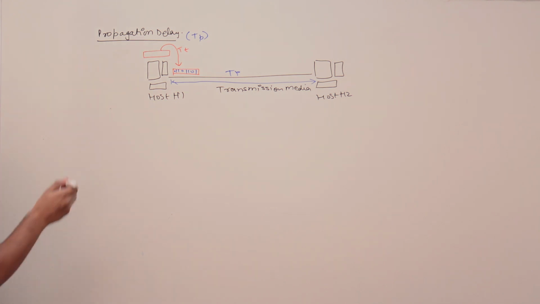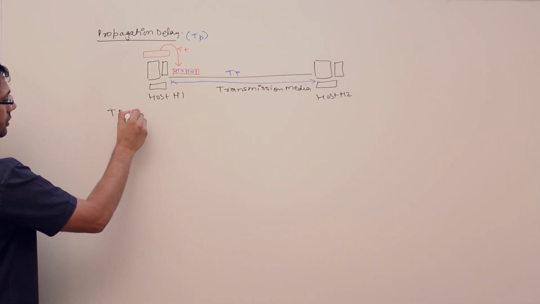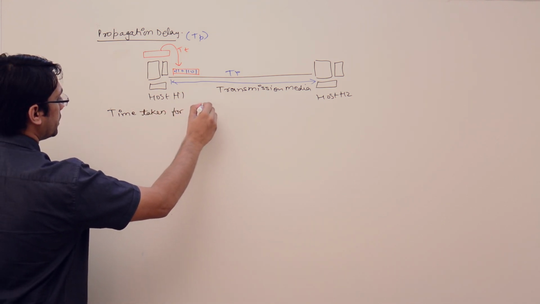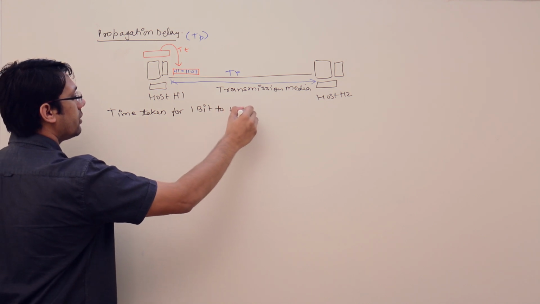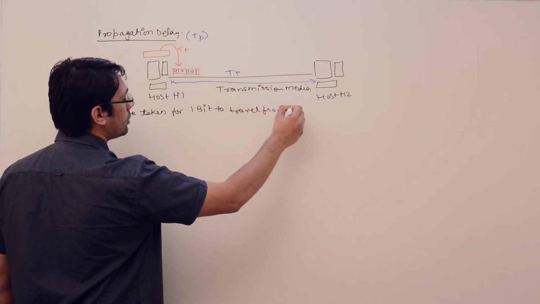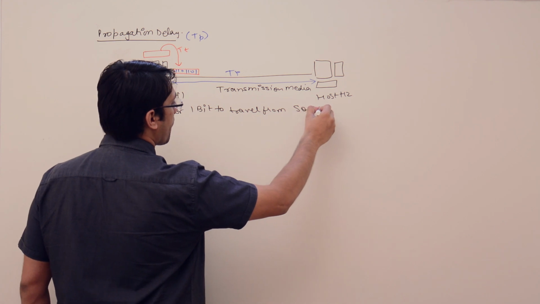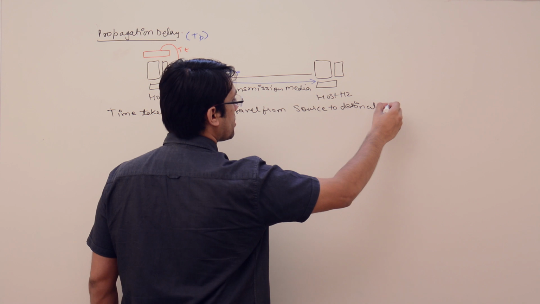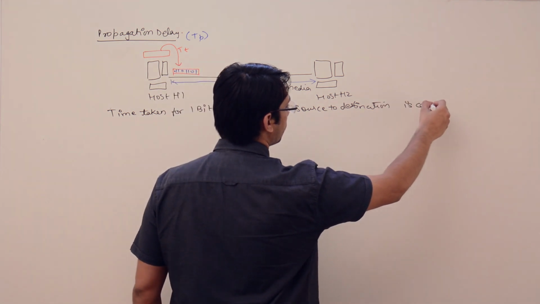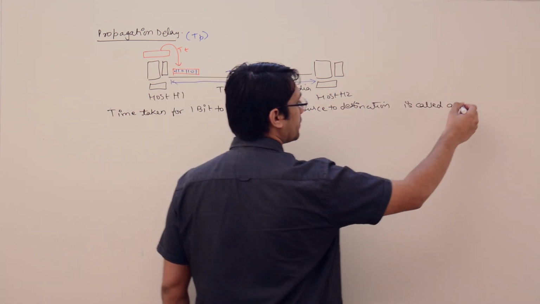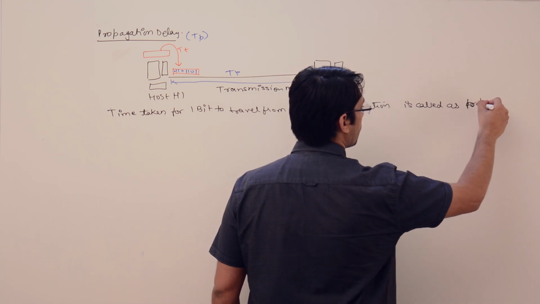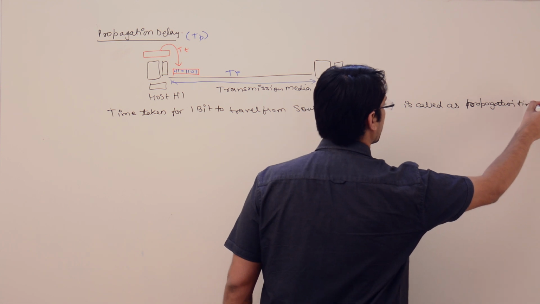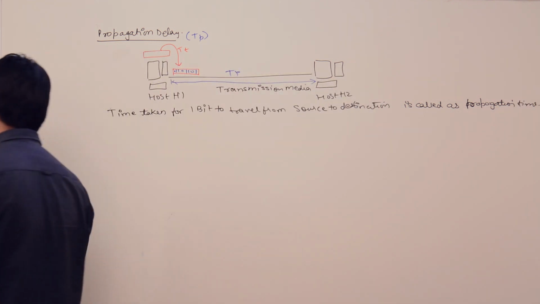What is propagation time? The time taken for one bit to travel from source to destination is called propagation time. You can check the spellings.